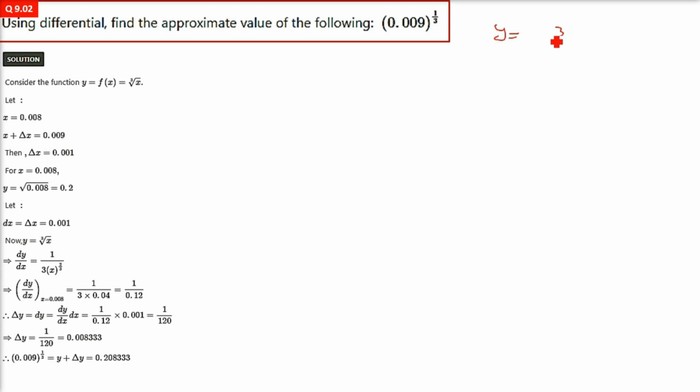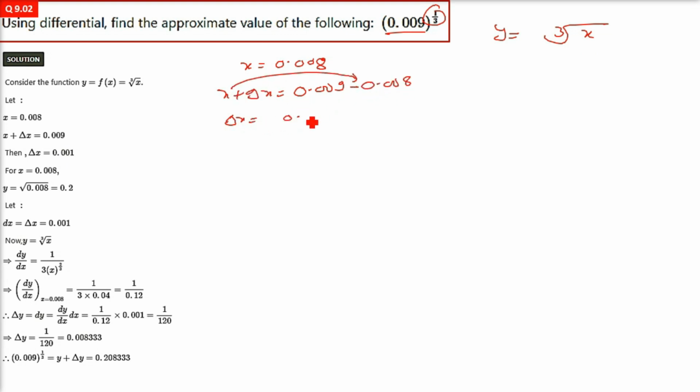So y equals cube root of x. Cube root is to the power 1 by 3. So in the value of x, we have to take that value for which we get a cube root. So if we take x as 0.008, then we can get the power 1 by third of it. So x plus delta x is 0.009. So delta x will be equal to 0.009 minus 0.008. That is, if you subtract this, you are going to get 0.001.